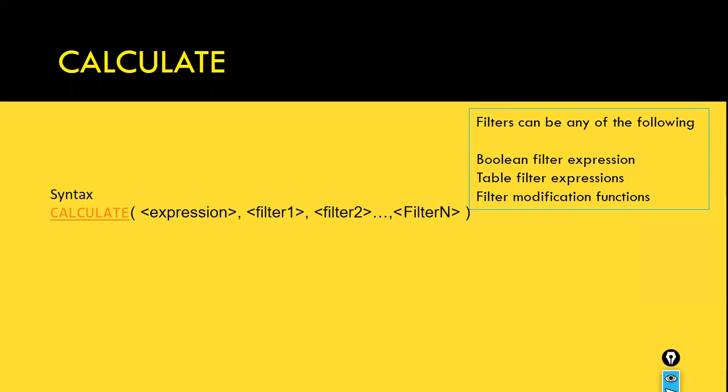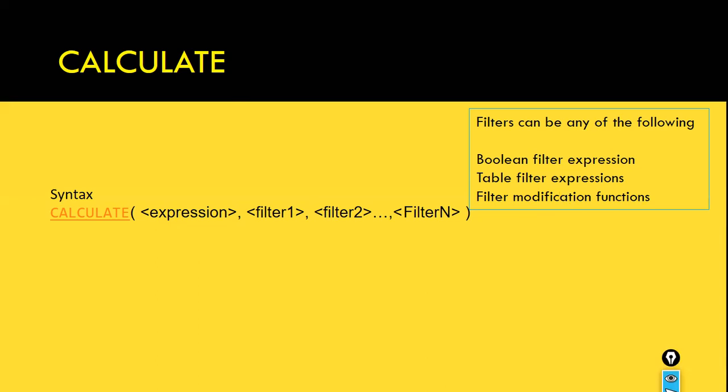If you have a sales amount greater than 1,000 in your data set, then it will become true. Sales is greater than 1,000, so that is your Boolean filter expression. Or you can use a table filter expression. A while back we have seen the filter function, where I used sales amount is 500 or more than 500. Filter only those records. That is what your table filter expression is. You can use filter modification functions also, which we will see a little later.